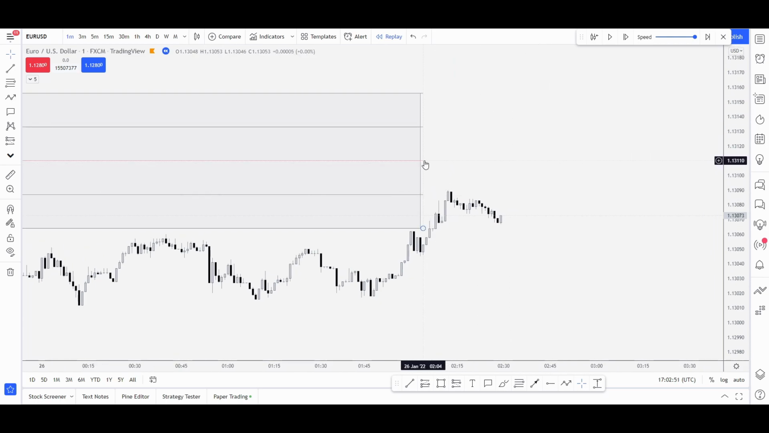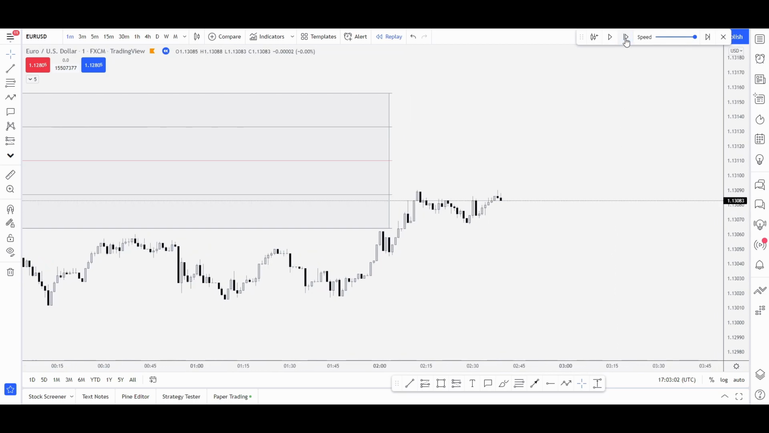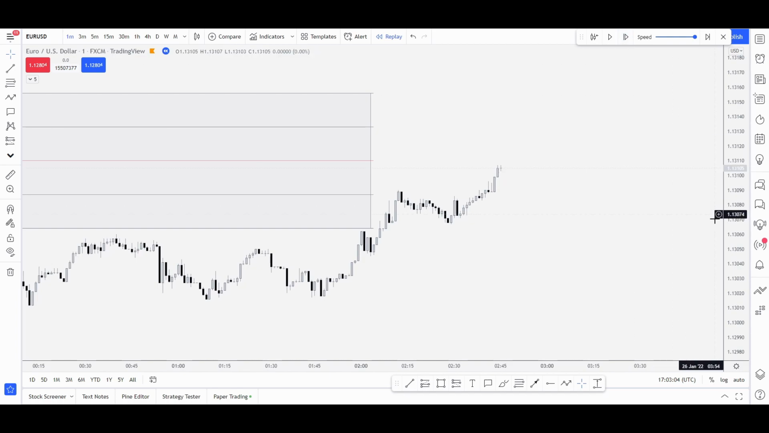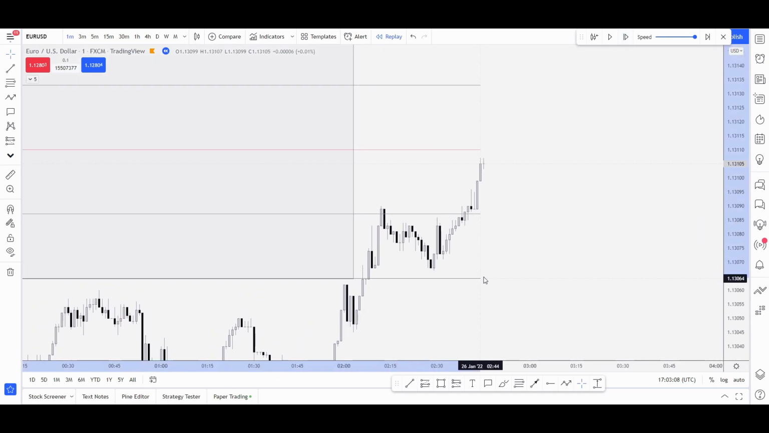So I obviously didn't get tagged in here on the 50%, and I also didn't take the trade on the 25%. So we just had to wait until price was going to show its hand a little bit better. Price came in a little bit higher, and I thought, okay, we're going to be getting some action here. So let's move this across.